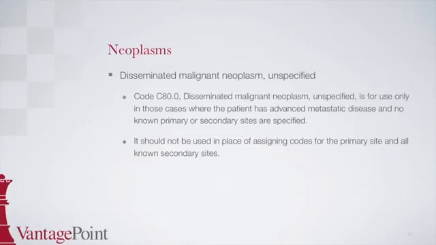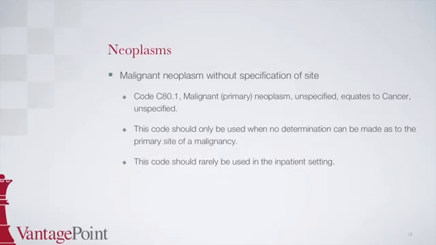Code C80.0 is for disseminated malignant neoplasm unspecified, which is to be used only when the cancer has spread everywhere and the provider doesn't know where the cancer originated. Code C80.1, malignant neoplasm unspecified, is only to be used when the provider is unaware of where the cancer started. It should rarely be used as it is extremely unspecific. I wouldn't be surprised if a claim was denied with this code on it.